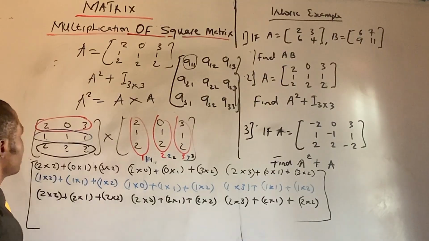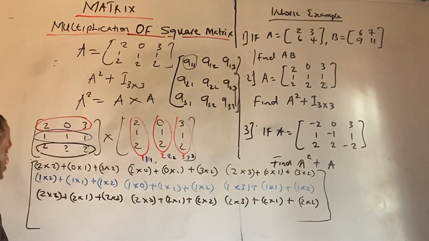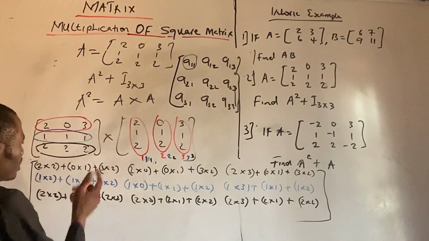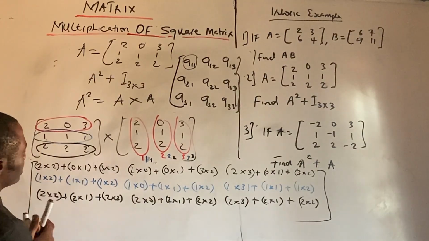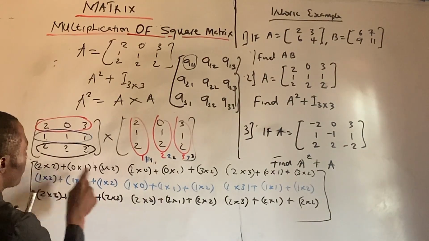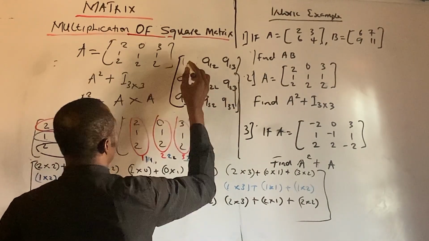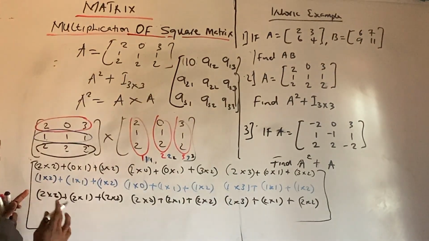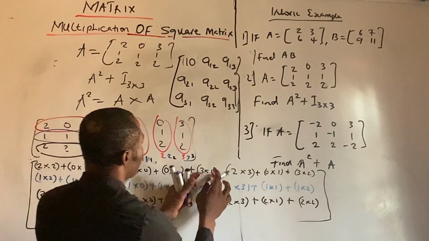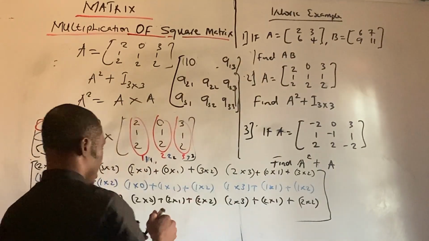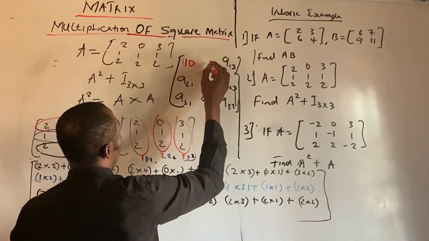Now we can reduce our matrix. Let's just do it straight up. 2 times 2 is 4. 0 times 1 is 0. Let me get the calculator. 3 times 2 is 6. 4 plus 6 gives me 10. So 10 should be here. Let's go to the next one. 2 times 0 is 0, 0 times 1 is 0, 3 times 2 is 6. So 6 should be here. Let's use a red pen so it will be clearer. So this is 10 and this is 6.